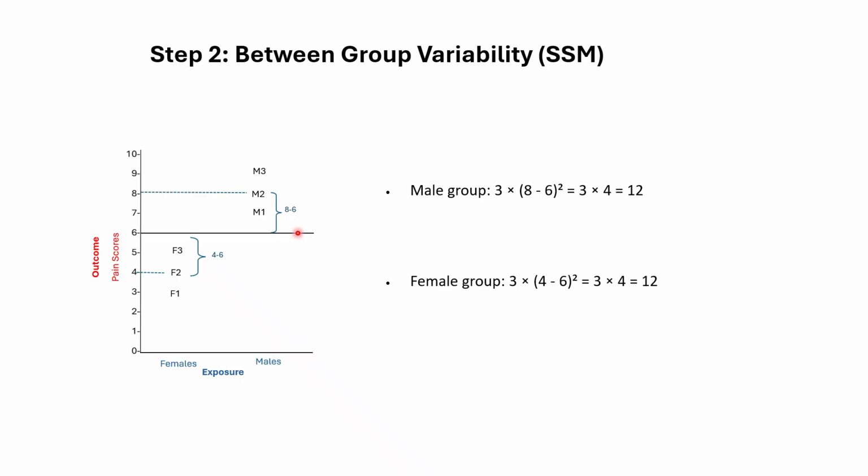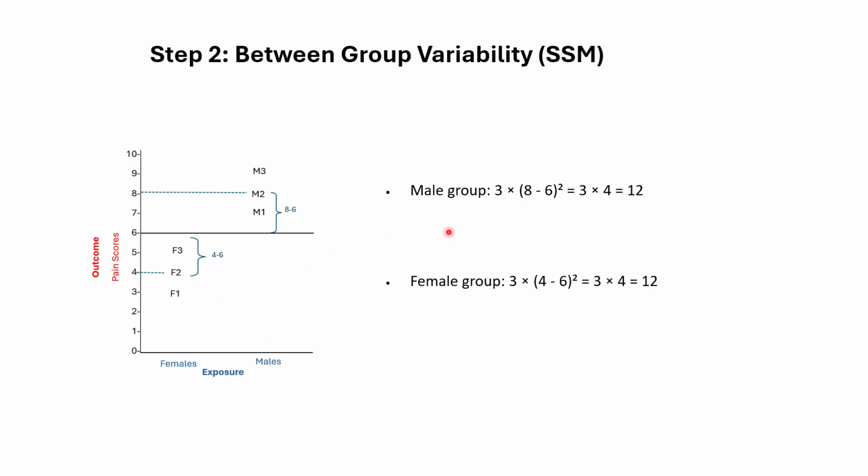Now we can simply calculate the between group variability, which would be the average difference of each group from the total average. For example, in case of males, the average for male was 8, and the average for the overall cohort was 6. So the difference for the male group will be 8 minus 6. And for the females, the average pain score was 4, and the difference from the average of the overall cohort, 6, would be 4 minus 6.